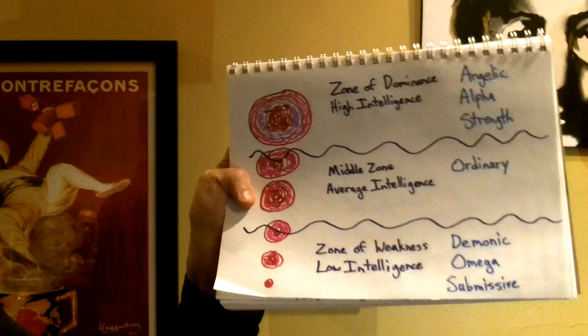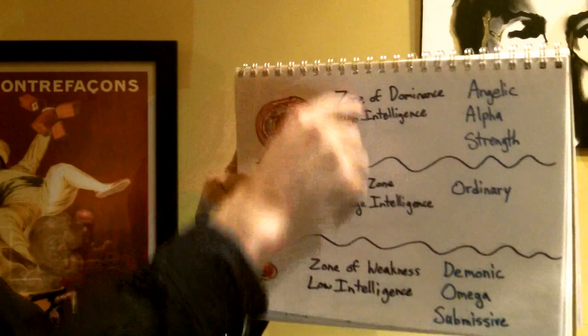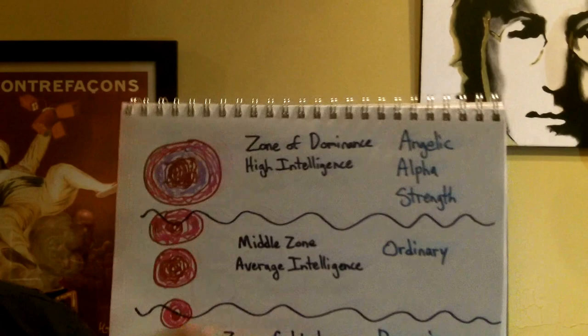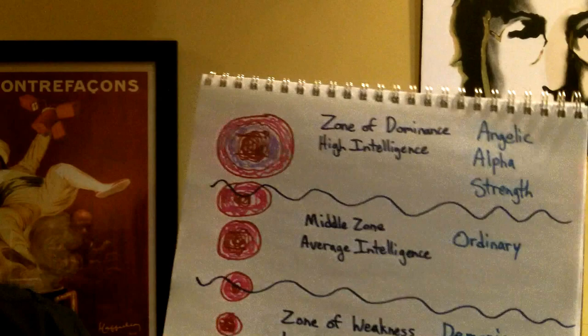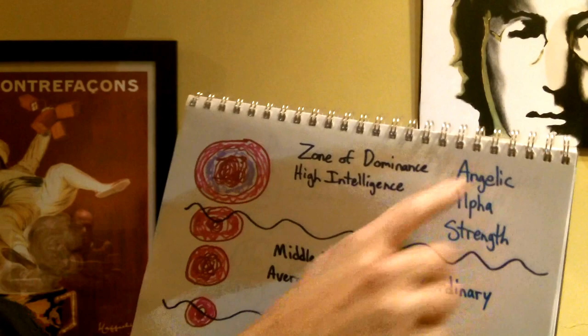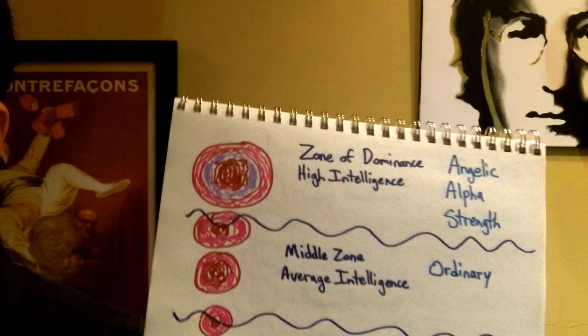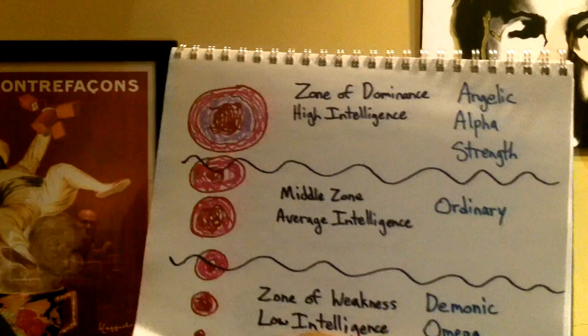I call this a zone of dominance. A person who has a high intelligence in a given area will have a dominant attitude, feel comfortable, and be able to work with that thing very easily, and it'll come naturally to them. This is also associated with angels. Angelic principles are usually associated with an intelligence so capable that it can flow freely in an area without running into very many hiccups.